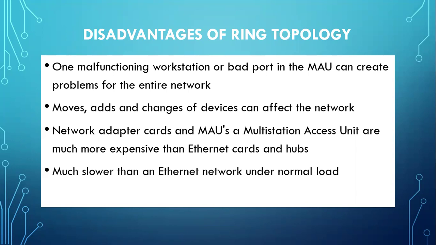Also, the network adapter cards and the MAUs, that is multi-station access units, are more expensive than Ethernet cards and the hubs. And last one, it is much slower than the Ethernet network under normal load. So these are the disadvantages of the ring topology.